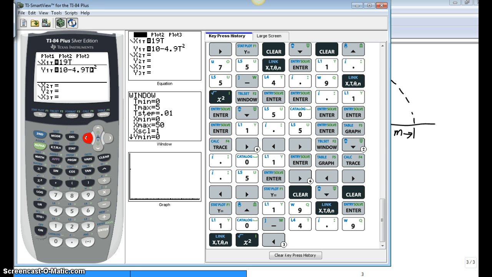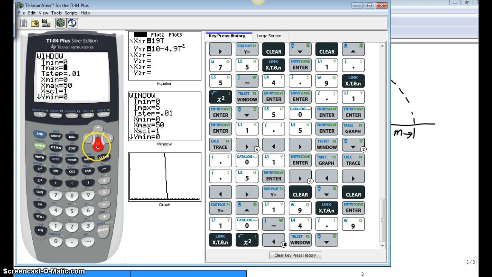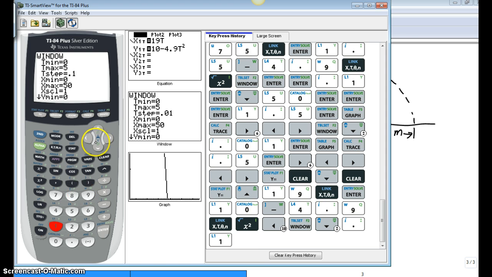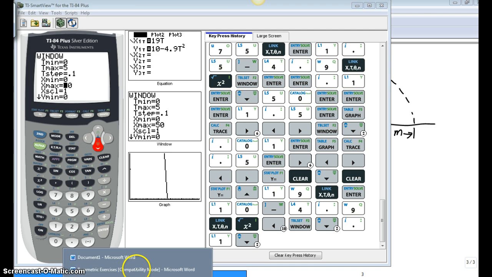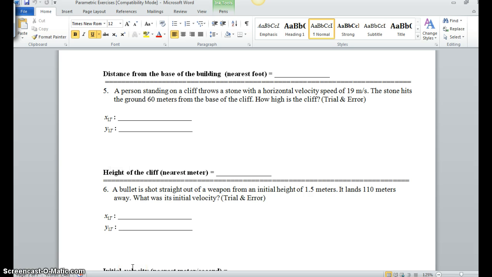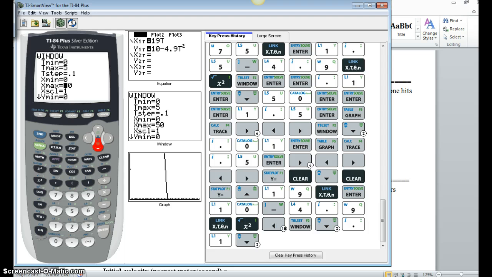Now, here's where the trial and error is going to come into play. We'll set up our window, and we'll still use 0 to 5 seconds. Again, we'll start with 1/10. Later we can, if we want, move to hundredths. Our x min, x max. Now here's what we know about the problem. We now actually know exactly how far we need to go. We need to go 60 meters. So I'm going to set that to 60.